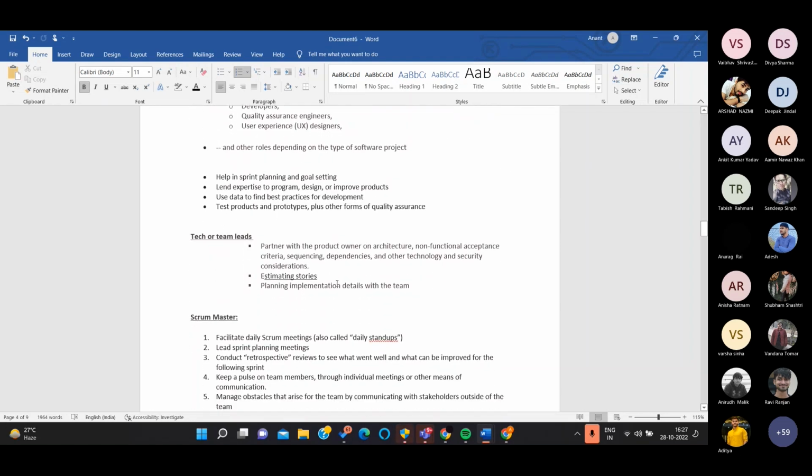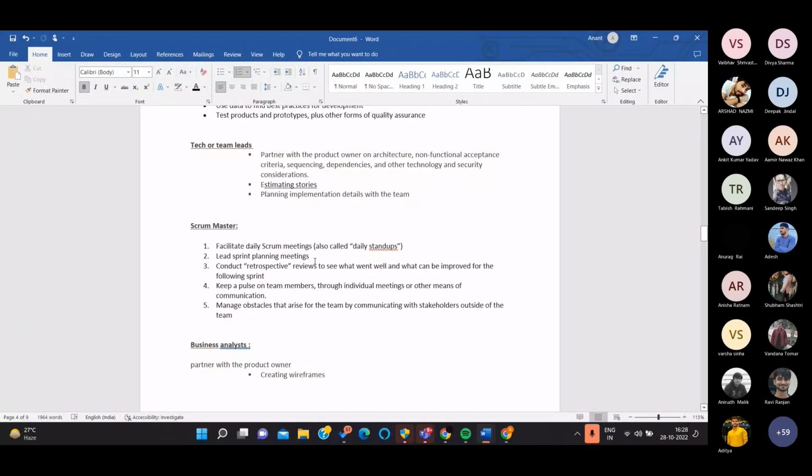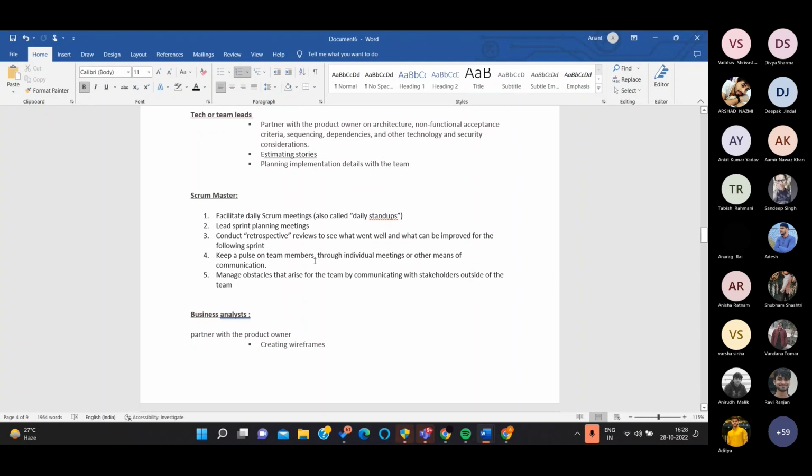And the tech and team leads come into play where planning, implementation, and estimating come into play, like the non-functional acceptance criteria, sequencing, dependencies, the technology that would be used, and the security considerations that we need to take into consideration while forming a project. That's the role of a tech or team lead. So now moving forward, there are terms like Scrum Master.